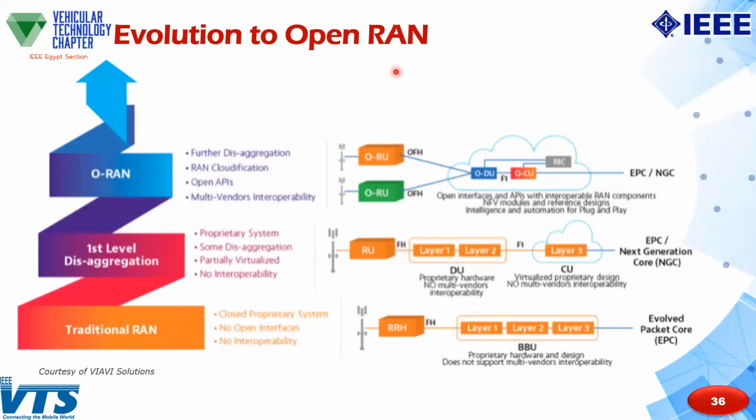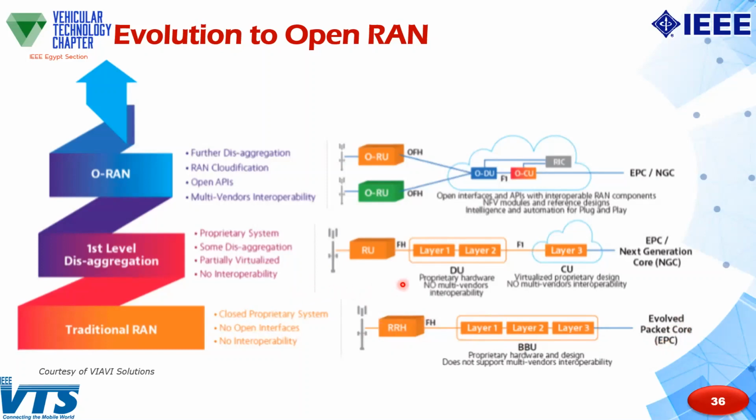One of the main hot topics in 6G is the Open RAN technology. What is Open RAN? Open RAN is an evolving technique that comes from the traditional RAN. RAN means radio access network. As you see in this figure, traditional RAN means that you have an RRH, or remote radio head, connected by fiber to the BBU, the baseband unit, and then this BBU is connected to the evolved packet core network.